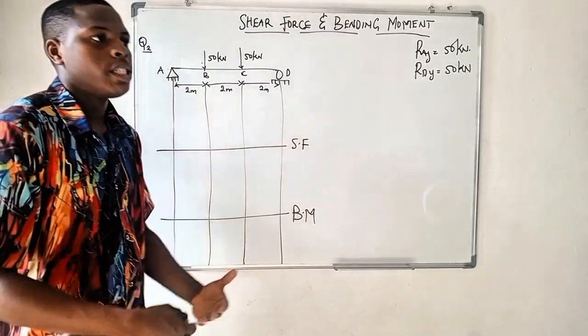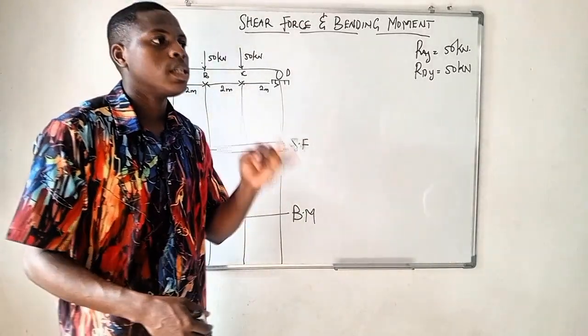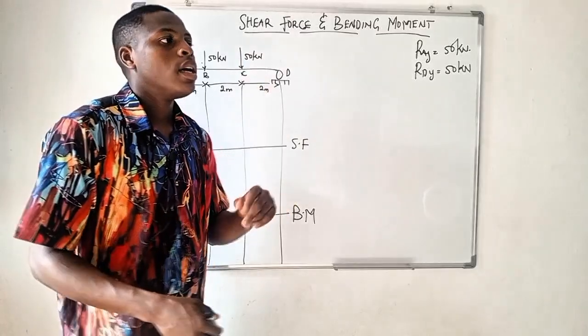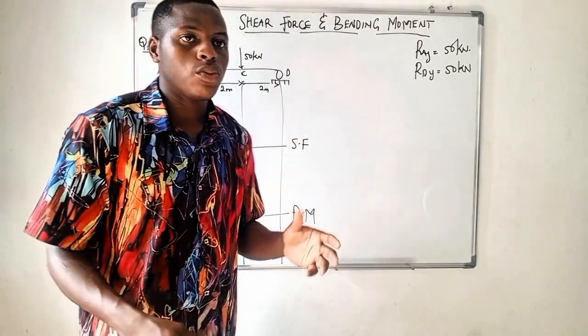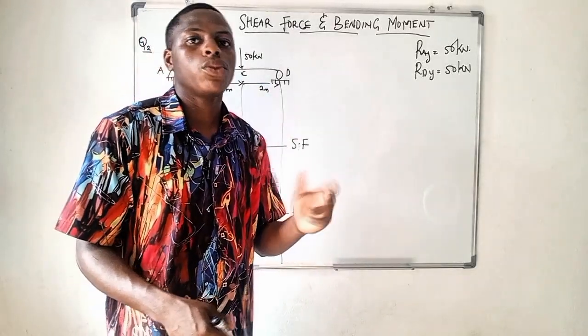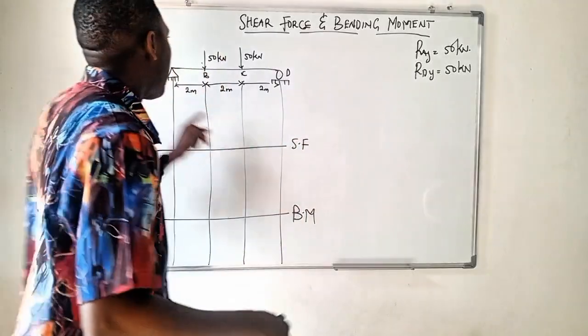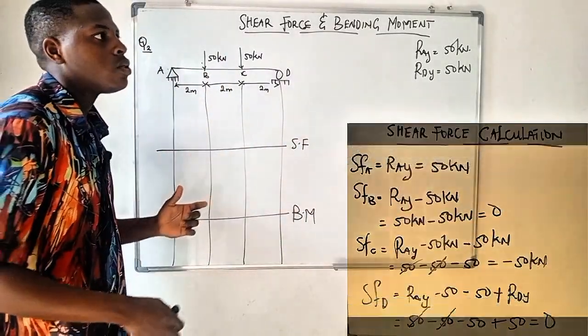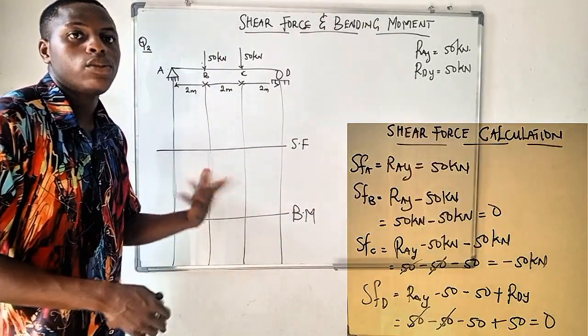Now, go back to our shear force calculation. We want to plot the graph for shear force. Now, for your shear force, the first one was what? Shear force at point what? At point A. At this point. And we had 50 kilonewton.